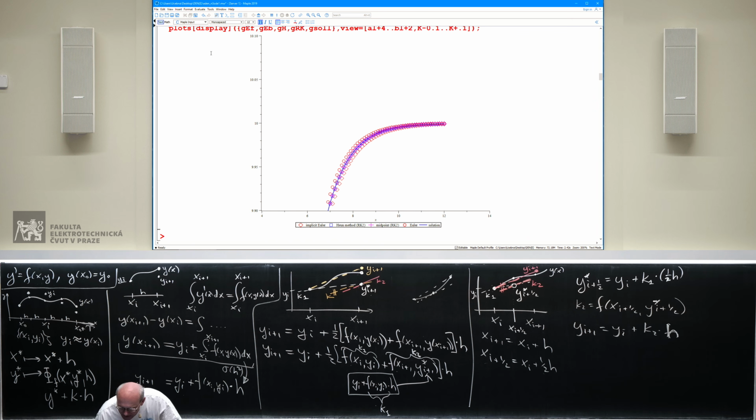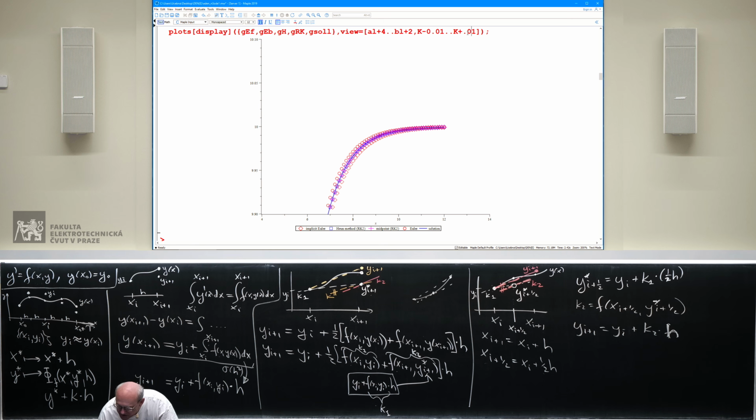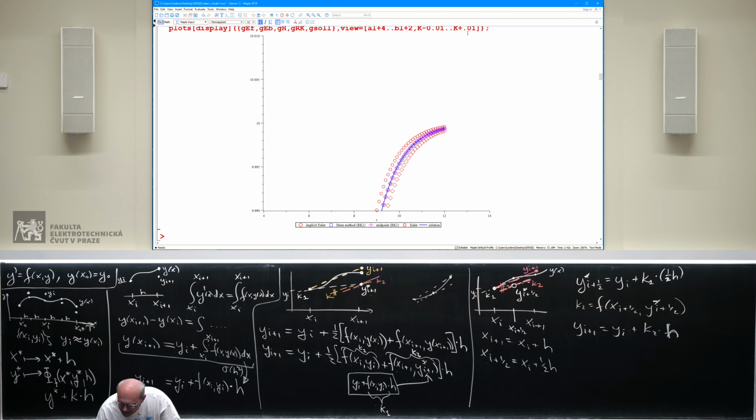Just out of curiosity, let's try 0.1. That's a good step size. I guess I will have to focus really closely to see any difference. And I can see over here that really the methods of order 2 are right on the solution, while the Euler methods, implicit and the explicit one, are still far away.